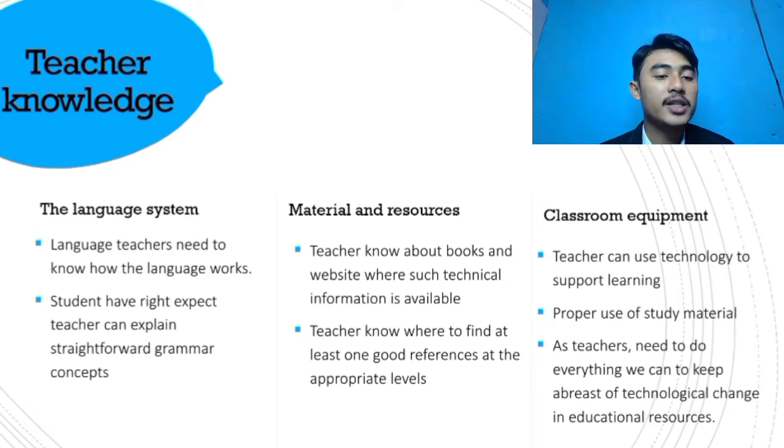Students have a right to expect the teacher of the English language to explain straightforward grammar concepts, including how and when they are used. They expect their teacher to know the differences between the colloquial language that people use in informal conversation and the more formal language required in more formal settings. They also expect teachers to be able to demonstrate and help them to pronounce words correctly and with appropriate intonation.